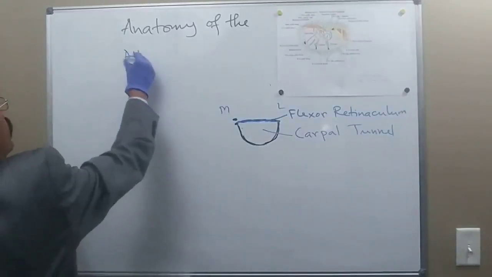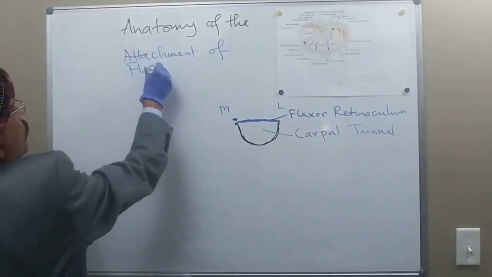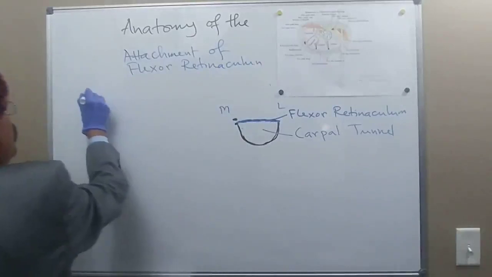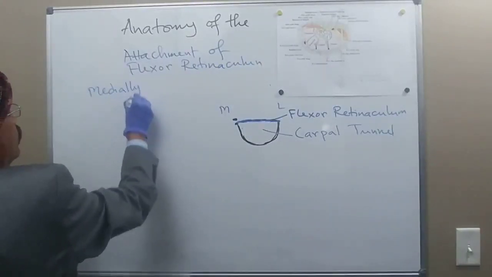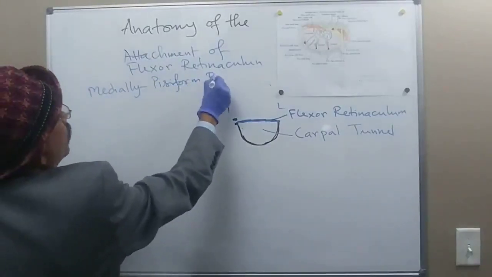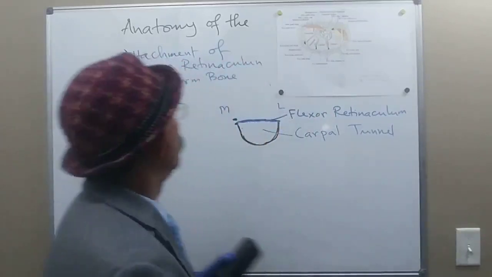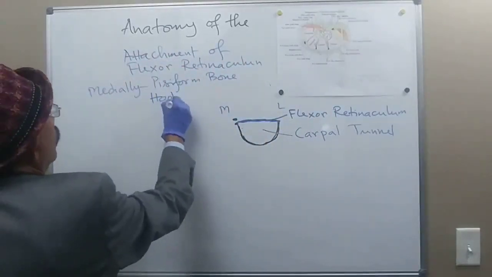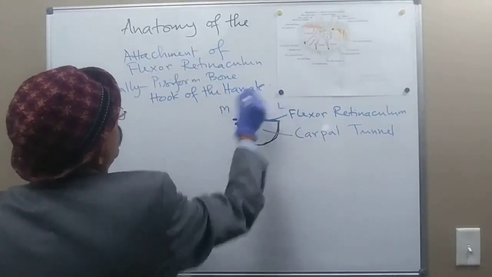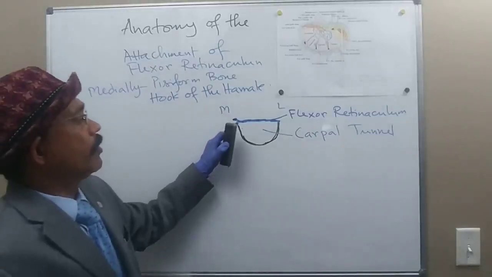The flexor retinaculum is attached medially to the pisiform bone, which is one of the carpal bones, and the hook of the hamate bone. So you get the medial attachment: pisiform and hook of the hamate.